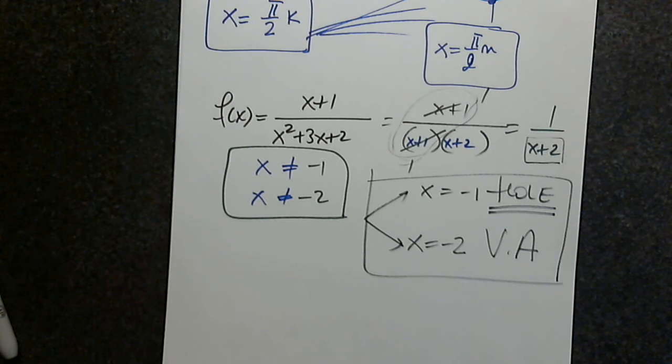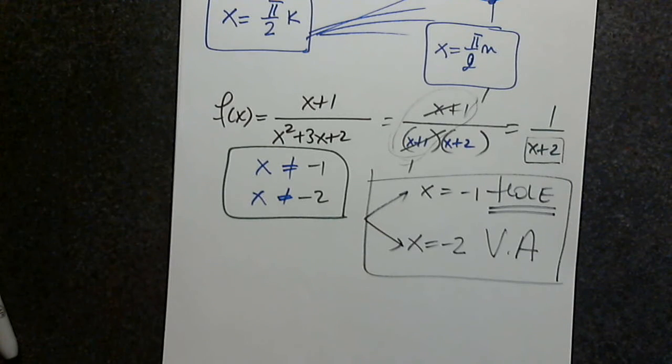If x plus 1 did not go away with the factor from the top, then we would have two vertical asymptotes. But because x plus 1 cancels with the factor of x plus 1 from the numerator, the restriction still stays, but the function will have a hole at that point.